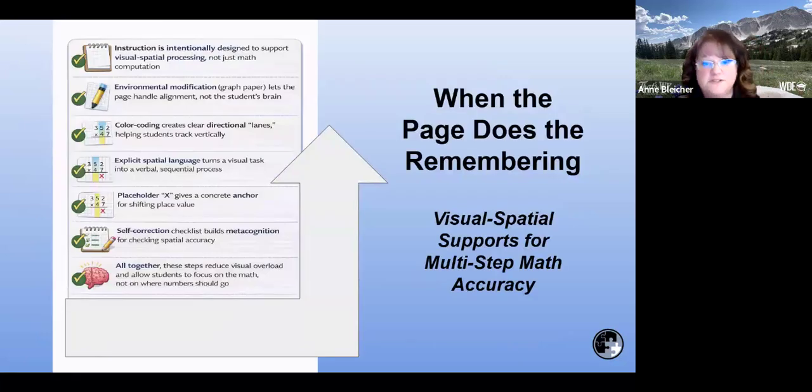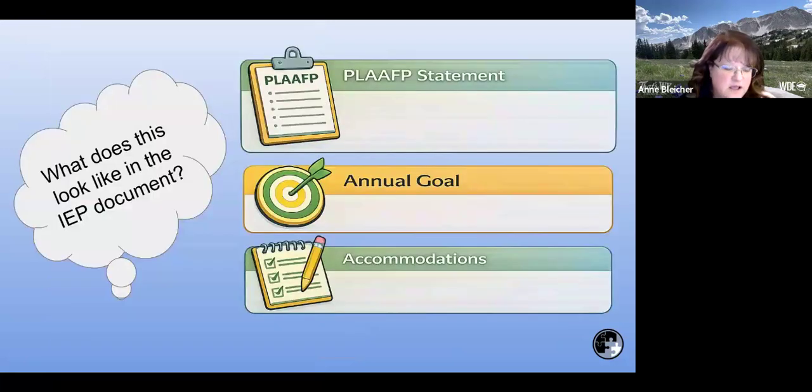So since we're talking about visual spatial, I created a graphic that walks you through that. It goes through each step, shows you what the color coding looks like, and then how you talk students through that. What this does is shift the focus so that the page does the remembering instead of relying on the student's ability to visually process that.